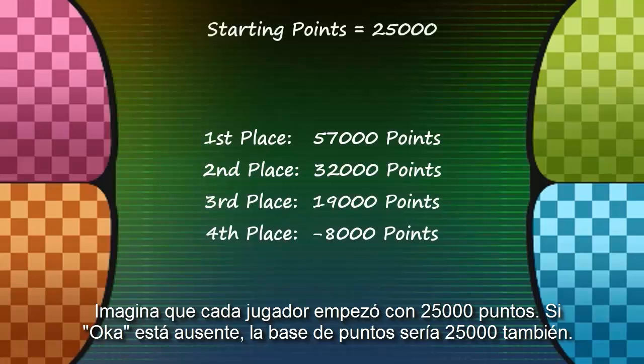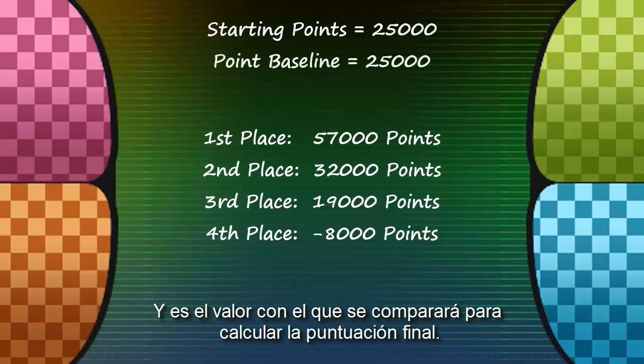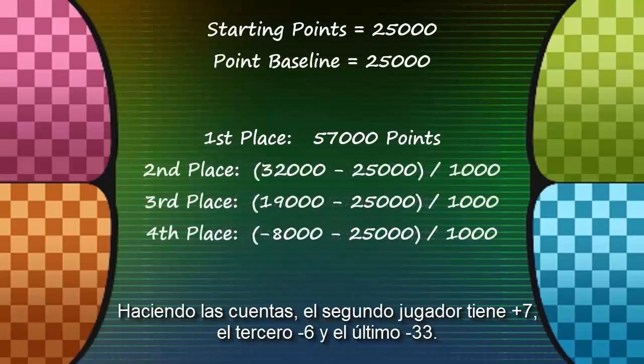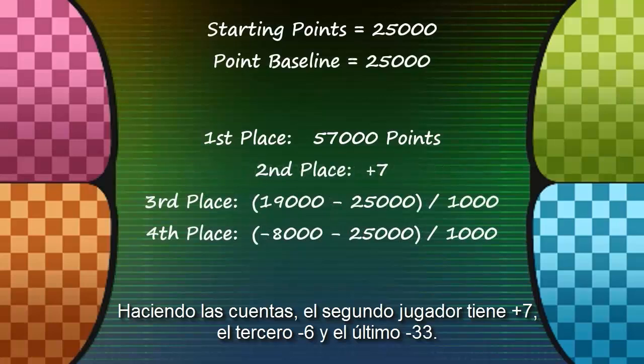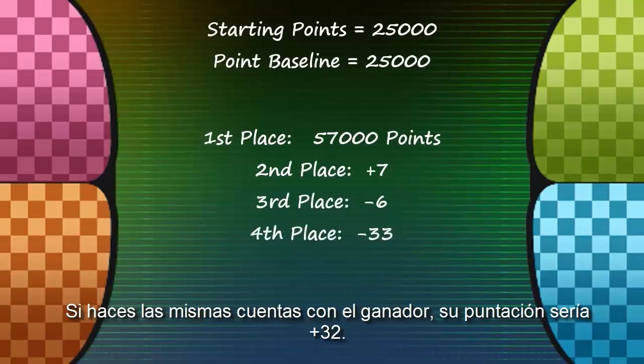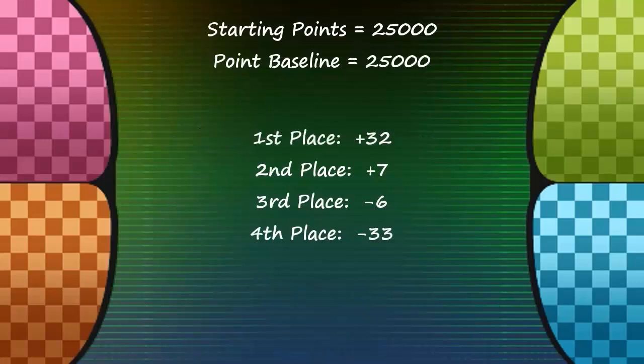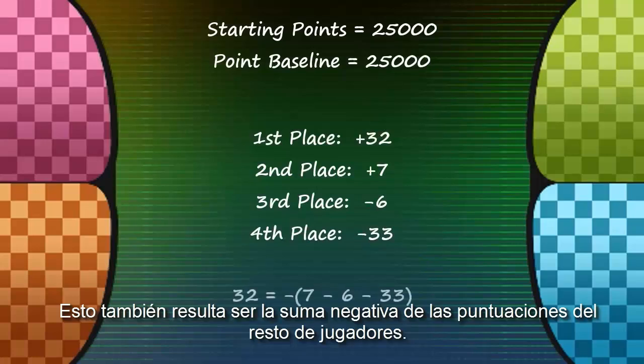If Oka is absent, then the point baseline is also 25,000 points, and that's what everyone's score is compared to in order to determine final scoring. Doing the math, second place has +7, third place has -6, and fourth place has -33. If you do the same calculation for first place as well, you'll see that first place is at +32. This also happens to be the negative sum of the other three players' final scores.